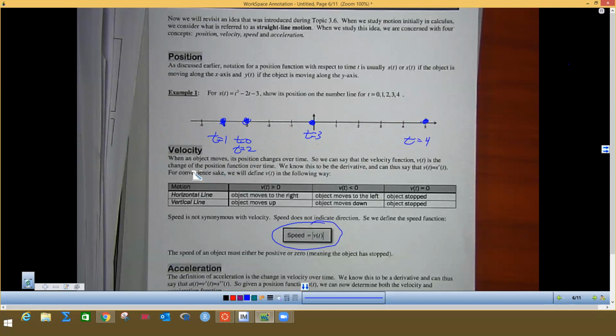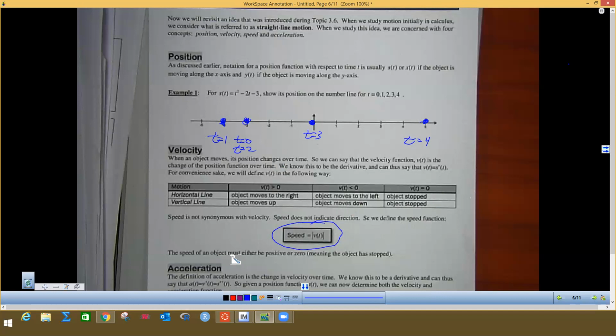Now right here's velocity. This is something I gave you last week, but this is the direction. Velocity is going to tell us what direction the object's moving. So when we're talking going left and right, when the velocity is greater than 0, it moves right. Velocity less than 0 moves left. Velocity equals 0, the object stopped. Now we're talking about going up and down. If the velocity is positive, the object's going up. If the velocity is negative, the object's coming down. And again, velocity equals 0, the object stopped. Speed is the absolute value of velocity. It's always a positive value.